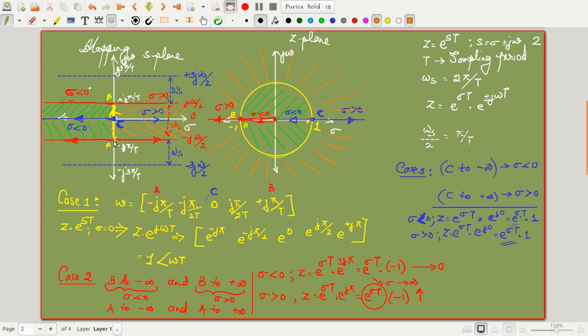Similarly, if you move from this point to this point, the same thing is being repeated. So we can in fact map the left of each strip onto the inside of the unit circle and the right of each strip onto the outside of the unit circle. Okay, in effect, we can say that the whole of the left of the imaginary axis is mapped onto the inside of the unit circle, and the whole of the right of the imaginary axis is mapped to the outside of the unit circle, right? Is that correct? Okay. Now we will go to the next slide and we will draw the final part.